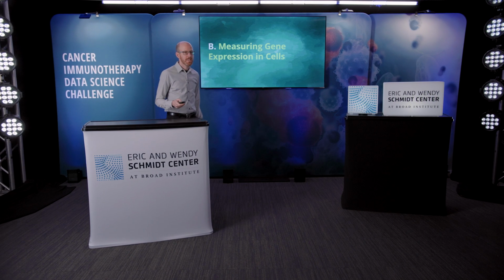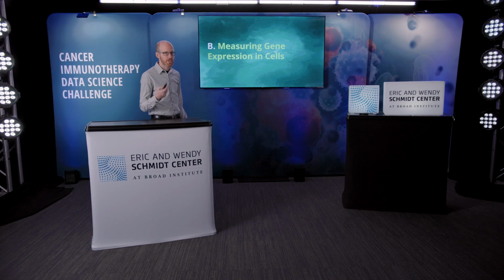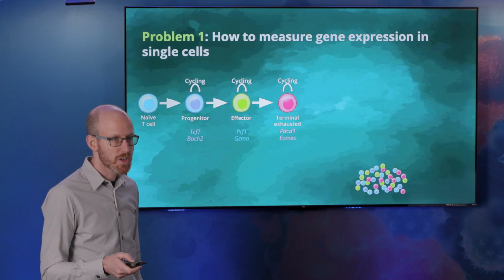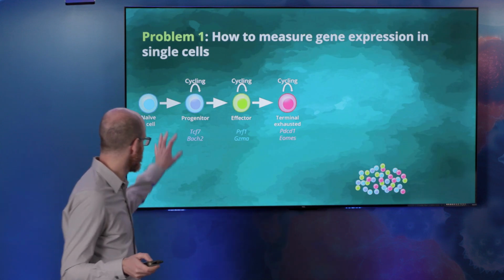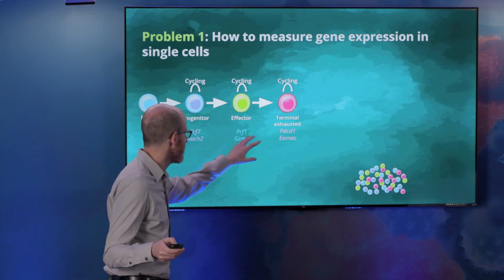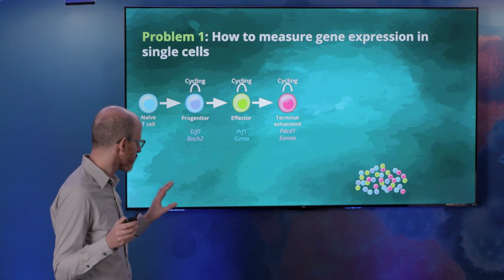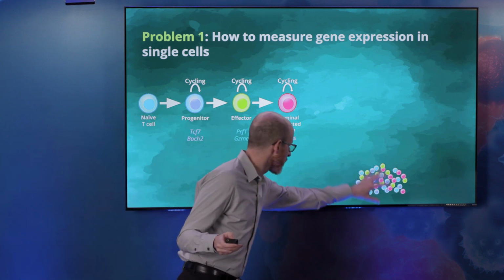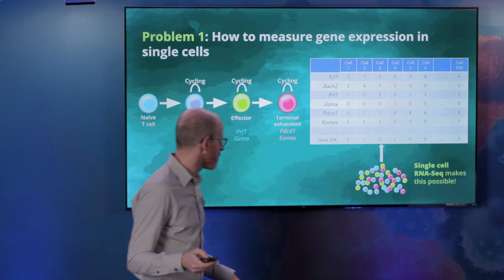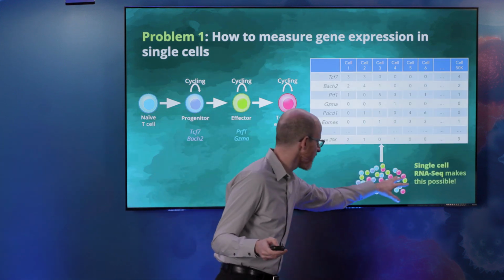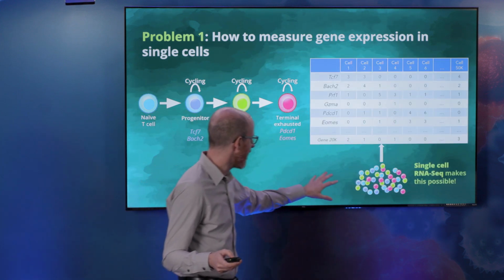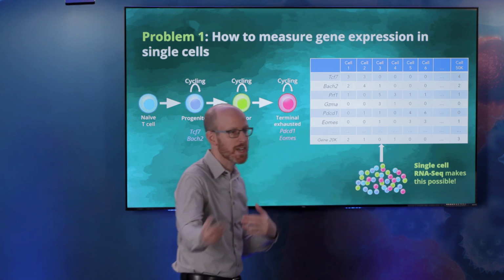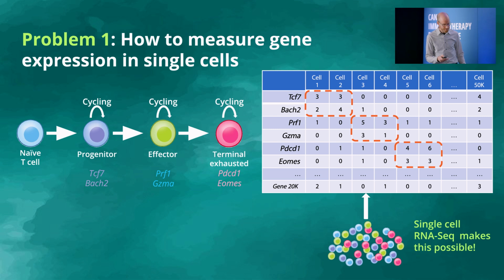So now I want to talk to you about the technologies we can use to measure gene expression and gene expression programs in single cells. We'd really like to know what genes are being turned on in each of these T cell states. So we have this really amazing experimental technology where we can take a group of T cells and apply a technology called single cell RNA sequencing and read out for every single cell what genes are being expressed and to what levels they're being expressed.